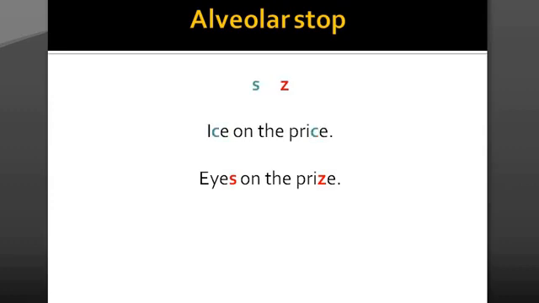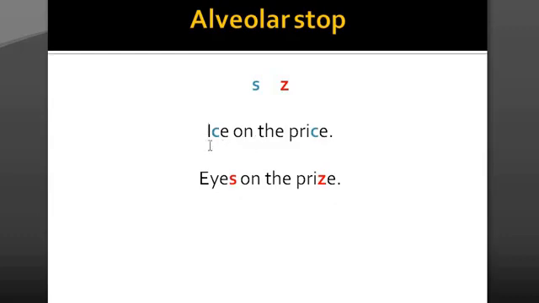Okay? If you need to practice, just like we did with the F and V sounds, you can try it with an S sound first. These are different words, but the same sound. We're just changing Z to S. So this is eyes on the prize, and this is ice on the price. Say that with me. Ice on the price. Eyes on the prize.